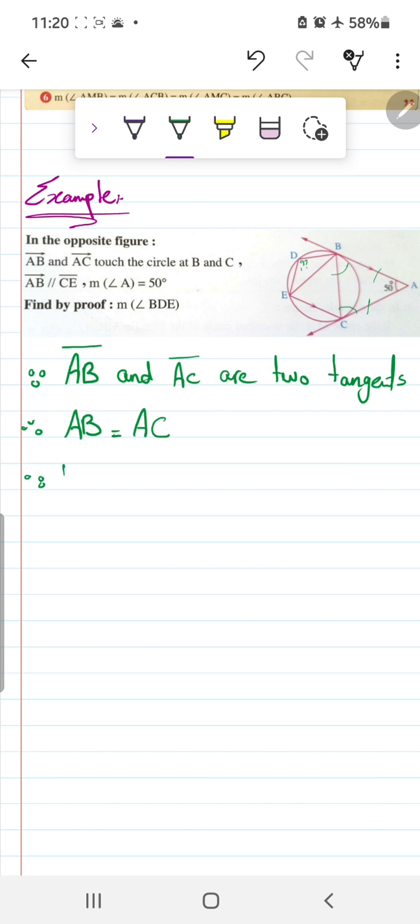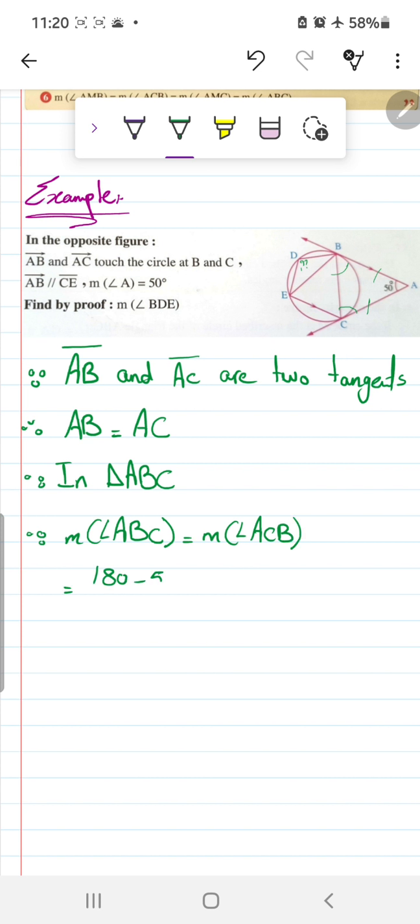So here in the triangle ABC, since measure of angle ABC equals measure of angle ACB equals what? 180 minus 50 divided by 2. It means 65 degrees. Okay, so we have here this angle is 65 degrees, and here also 65 degrees. We want to get this angle.